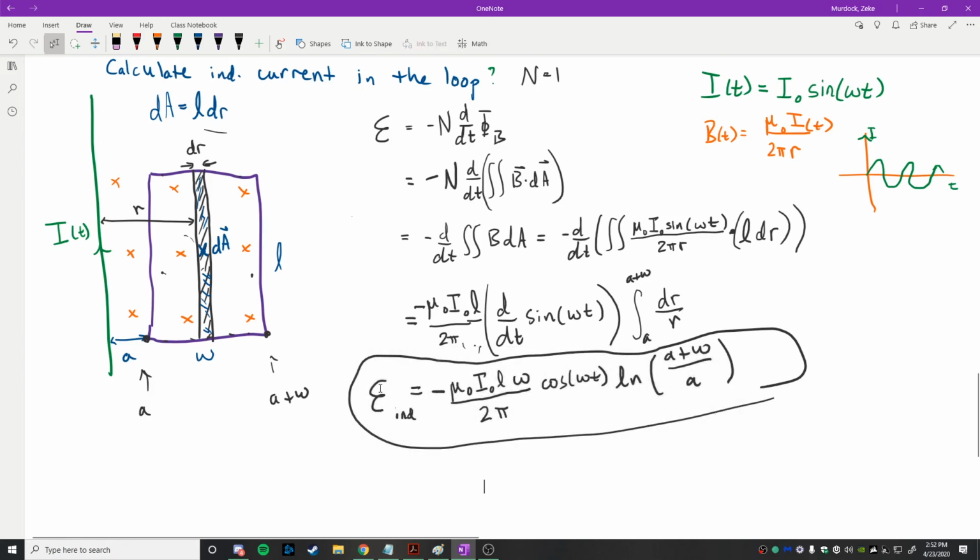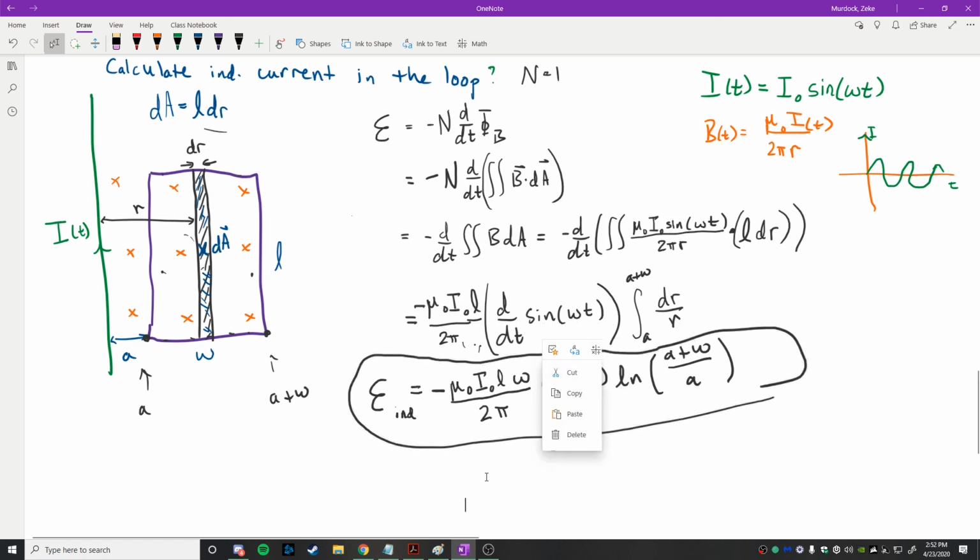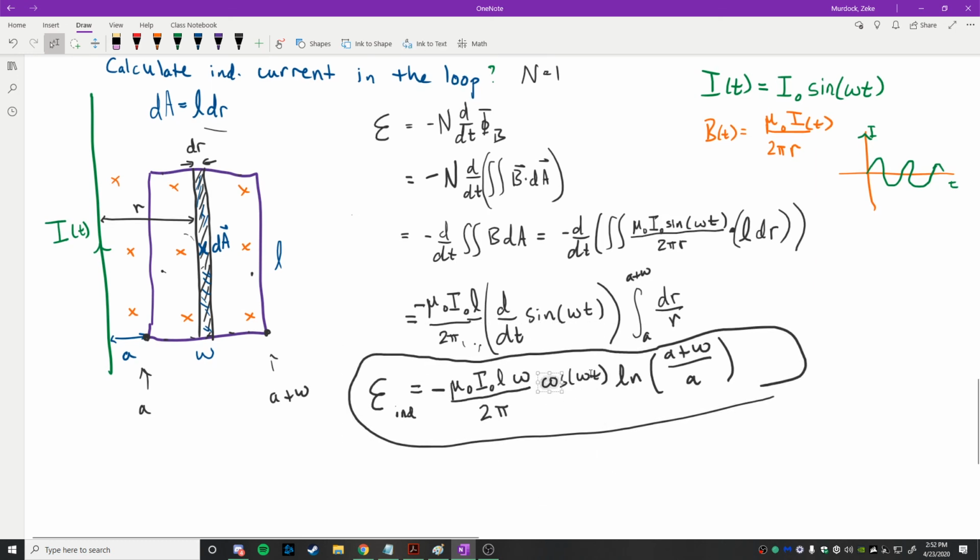Well, it says that the induced EMF in our wire has a negative sign and it varies like a cosine function right here, right? So that means that you're going to have an induced EMF in this wire that sometimes is going to point in one direction and other times it's going to point in the opposite direction. But you're going to have a current that's induced in this.